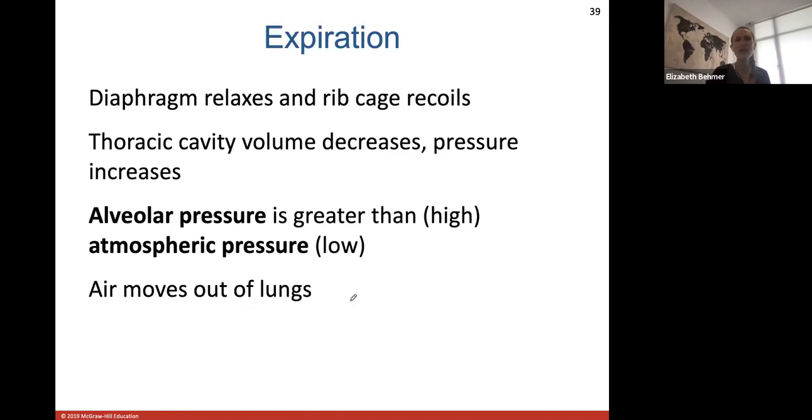And then as you exhale or expire, your diaphragm relaxes, your rib cage recoils and gets smaller again. The thoracic cavity decreases so that now the pressure inside the lungs is greater than the pressure in the exterior atmospheric air. So air will naturally move out of your lungs when you exhale due to these pressure and volume changes that are created by making your rib cage larger or smaller. So these pressure changes help air get sucked into your lungs when you breathe in or get pushed out of your lungs when you breathe out.